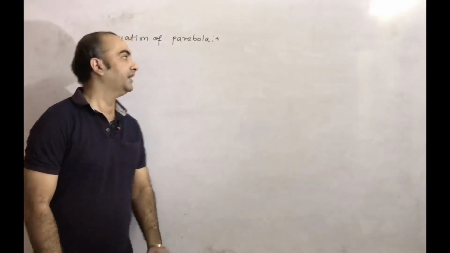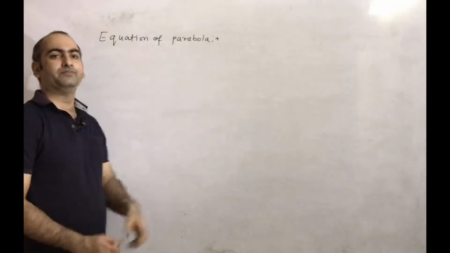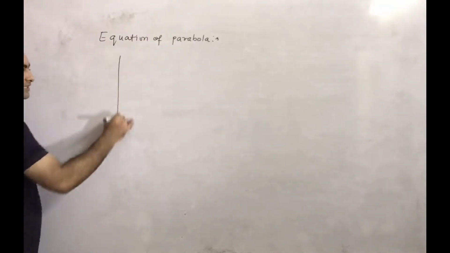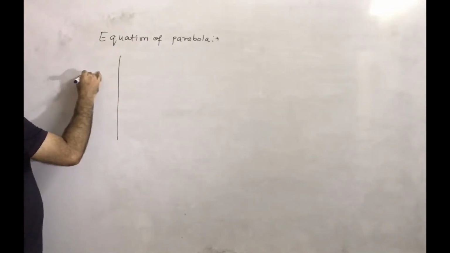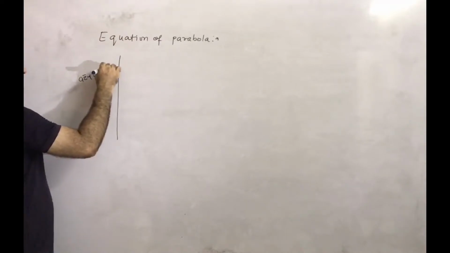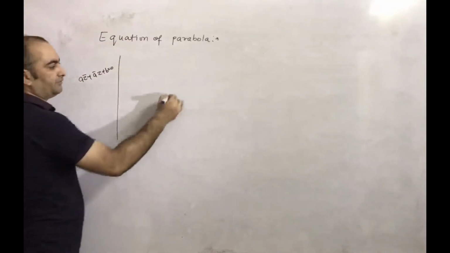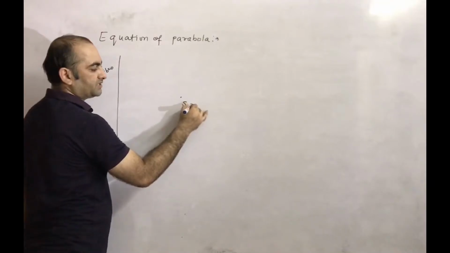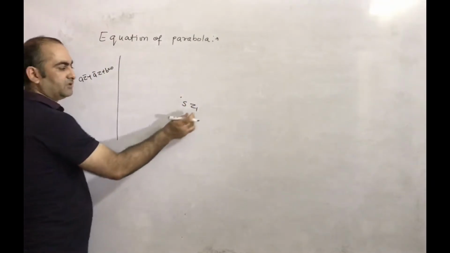Next we are discussing the equation of a parabola. The equation of a parabola: there is one fixed line, which is a z bar plus a bar z plus b equal to 0. That is the fixed line, and one fixed point is S, which is z1. So there is one fixed point z1.